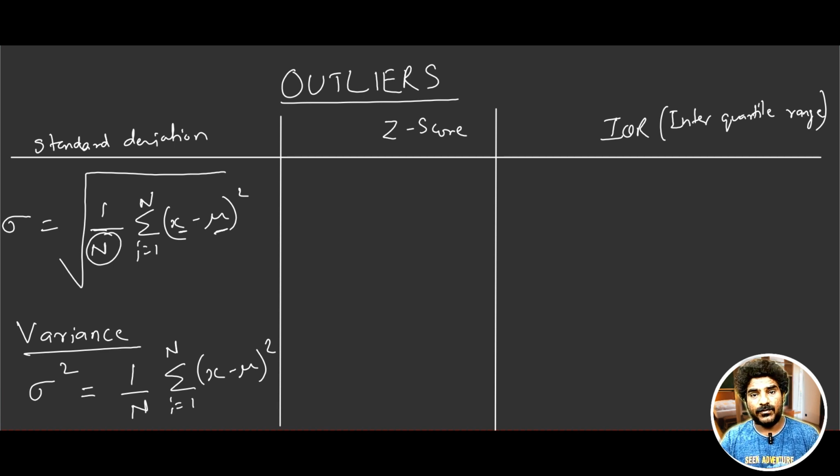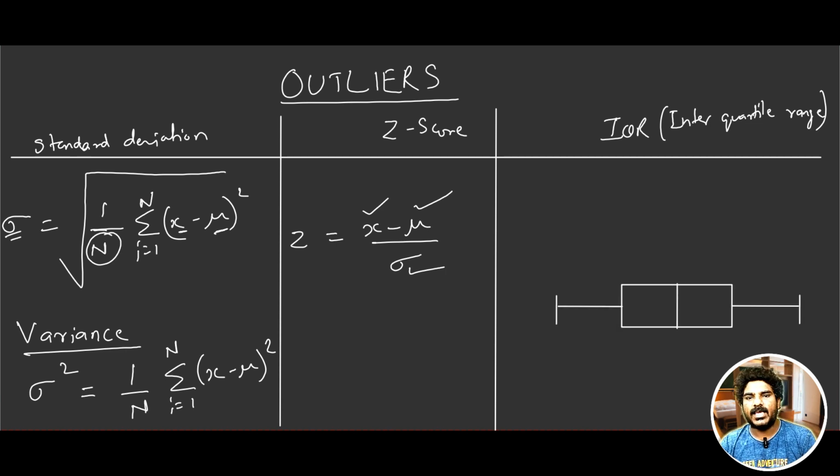So variance is always the square of your standard deviation. Similarly, the formula for z-score is x minus mu divided by standard deviation, right? So x is the data point, mu is the mean value, and this is the standard deviation, which is nothing but this. So next is the IQR, right?